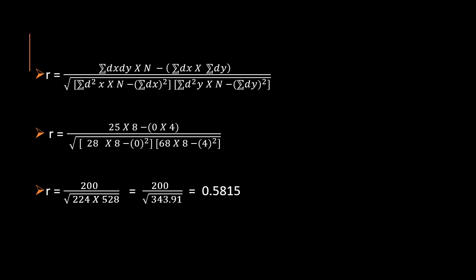That is further resulted into 200 divided by the square root of 224 into 528, which is equal to 200 divided by the square root of 343.91. That results in 0.5815. That shows there is a positive correlation between the two variables of export and import.